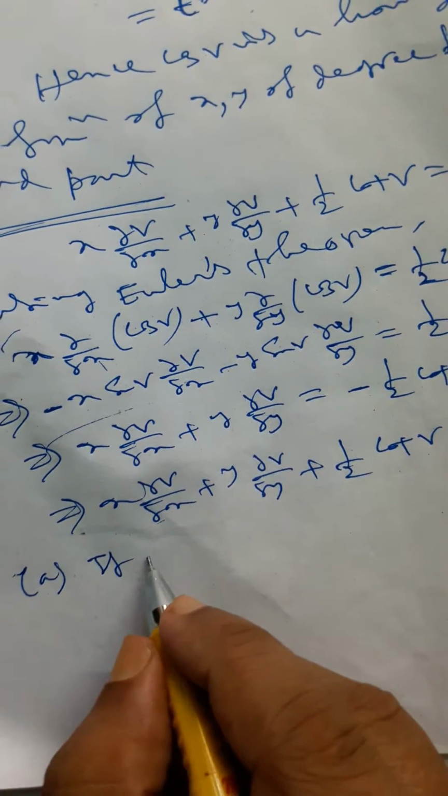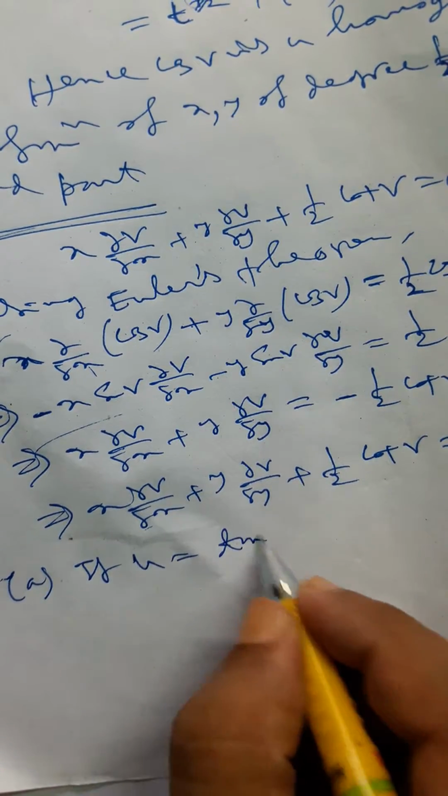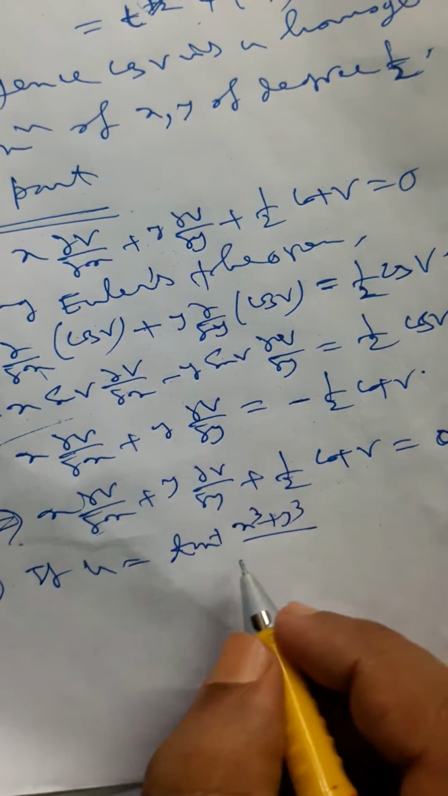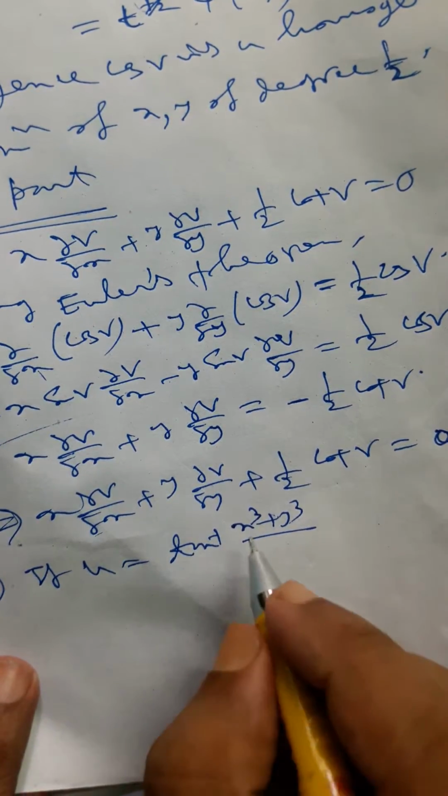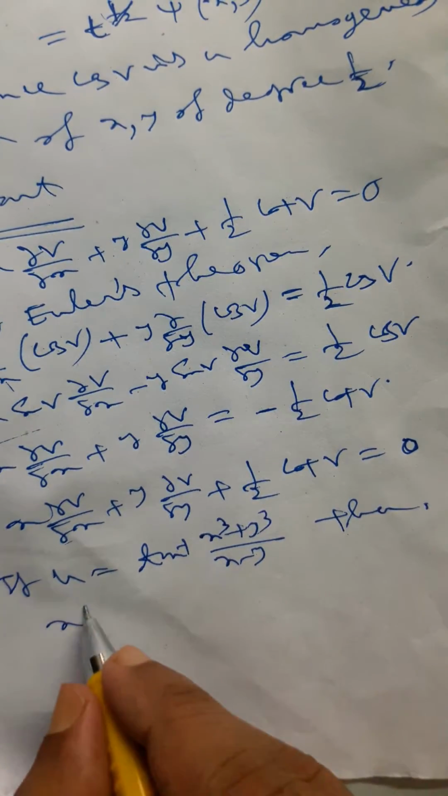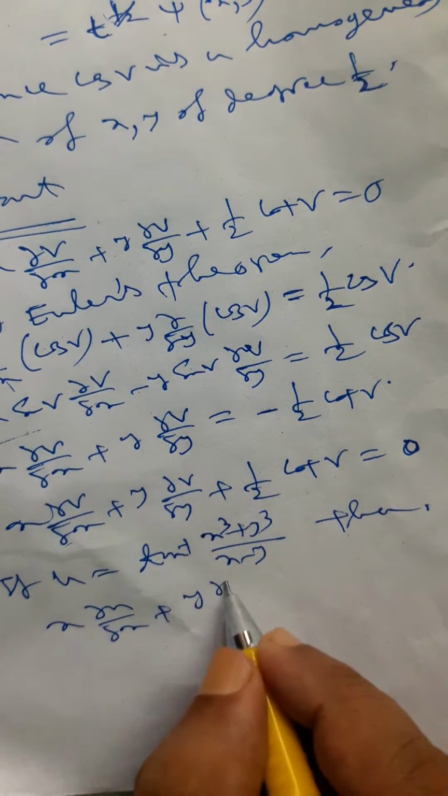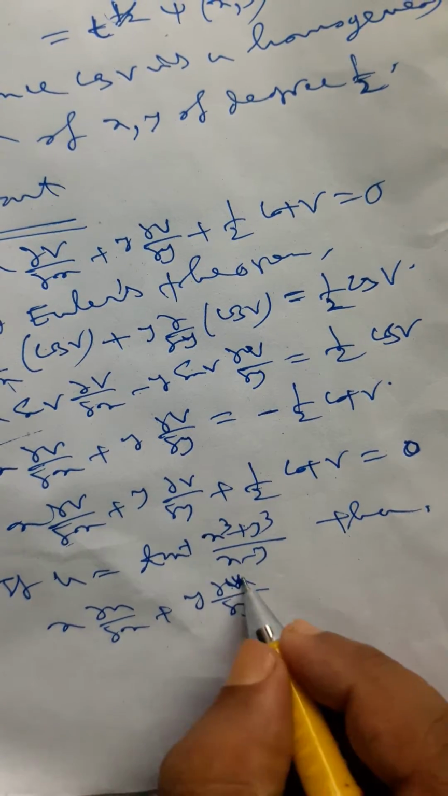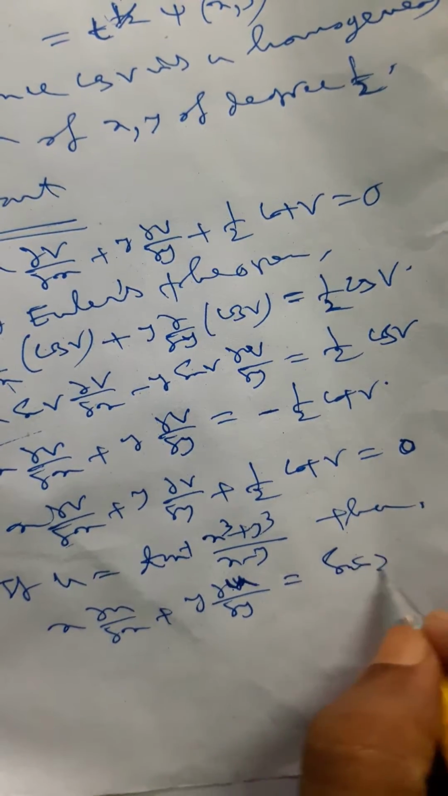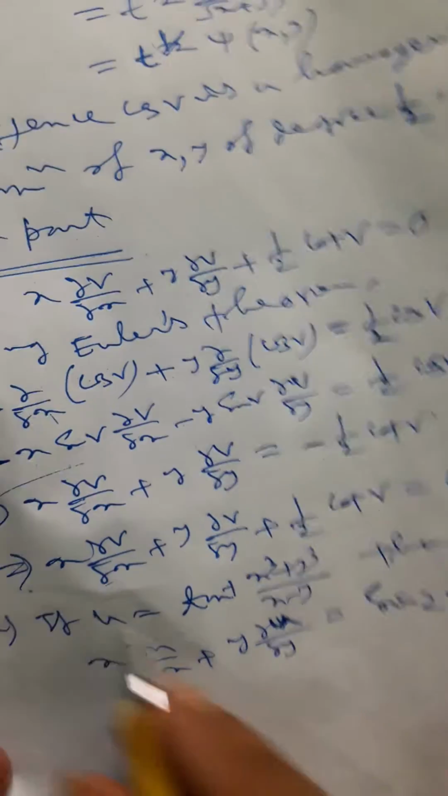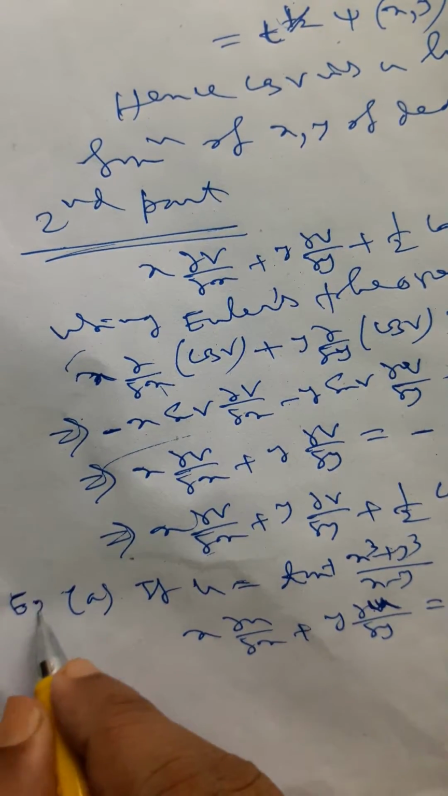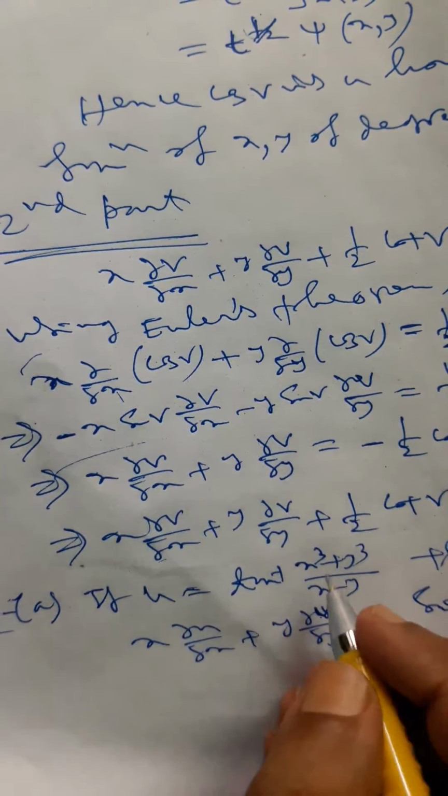If u is a function of tan inverse of (x cube plus y cube) by (x minus y), then prove that x del u del x plus y del u del y is equal to sine of twice u. This is a question left as an exercise. In a similar manner we can solve it.